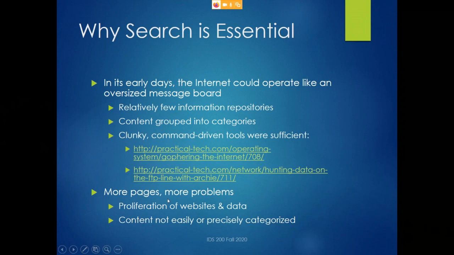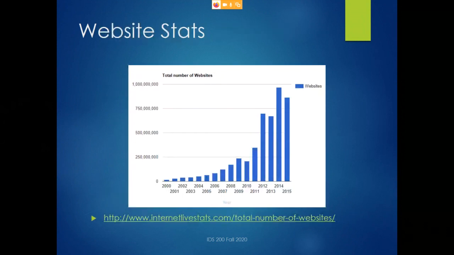But as the internet got bigger, number one, you had more websites and more data, so anything you were trying to search through by hand became a much bigger headache, right? With these early command-driven tools, you had to locate the repository you were looking for and then dig around through that. Number two, you started having the problem where content was no longer easily or precisely categorized. It wasn't just a neat grouping of research projects, it was a variety of articles on a variety of topics, and it became really difficult to just categorize them on the basis of tags or allocation to folders.